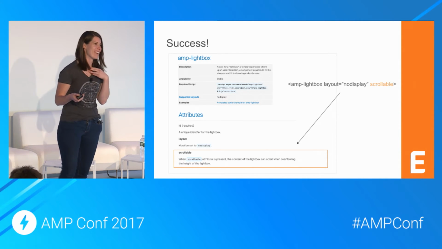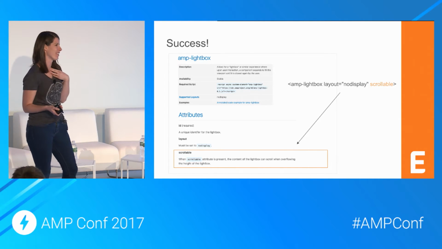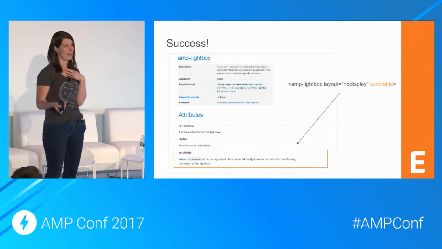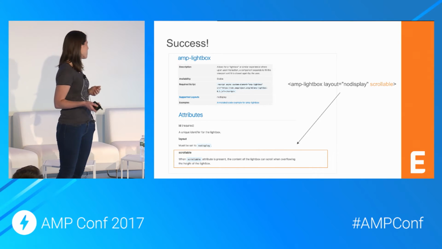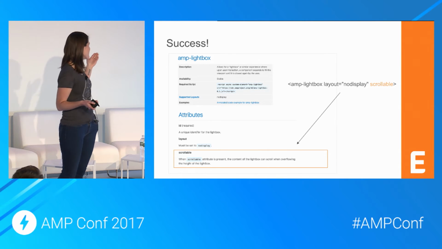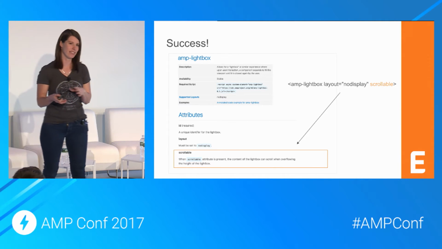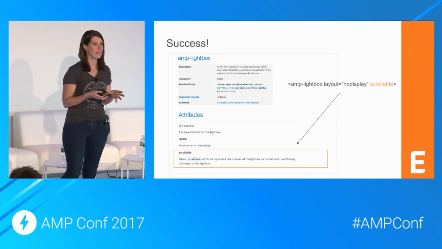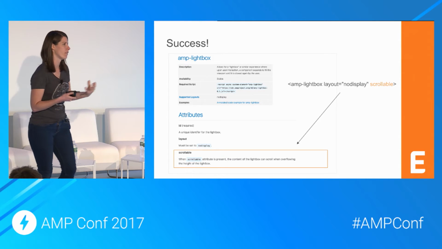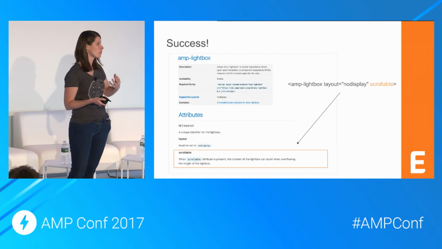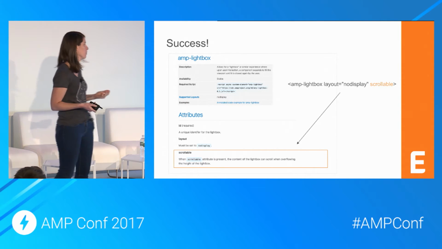The only problem for me was that it came out just before the code freeze, so I actually had to wait a couple of weeks. Anyway, so now in the documentation, you'll be able to see the attribute Scrollable. So this is a case where the AMP team are looking for feedback. They're looking for ways to decide what's a priority. What are people looking for in the community?